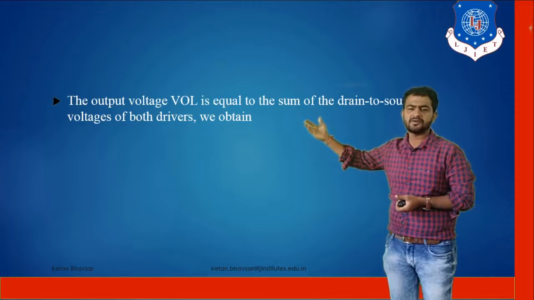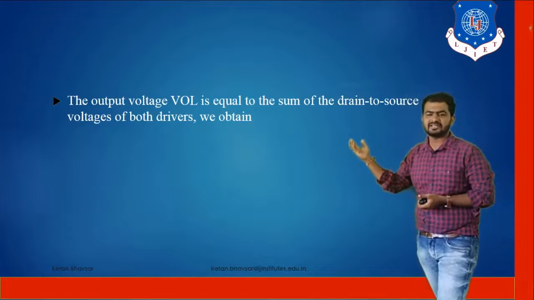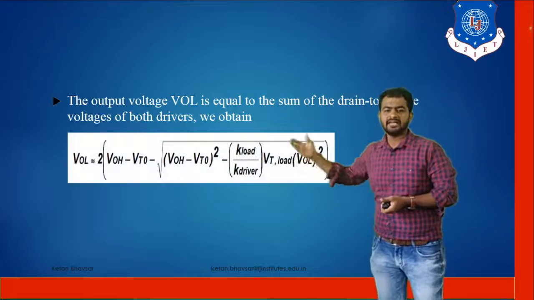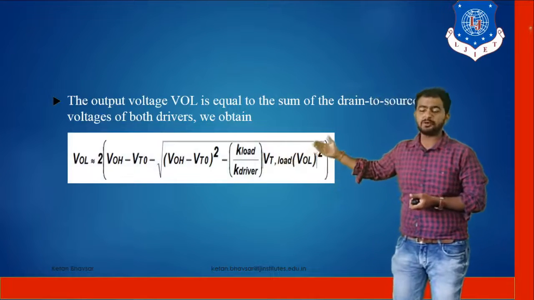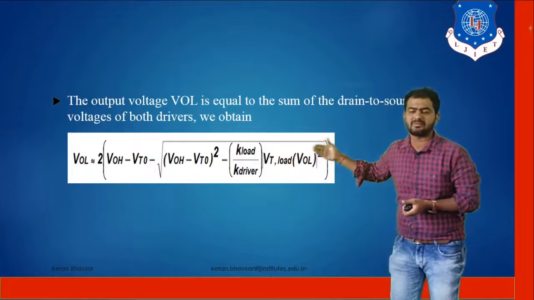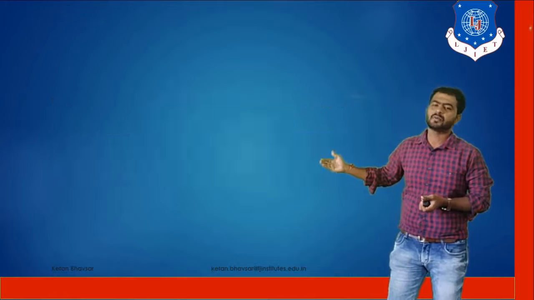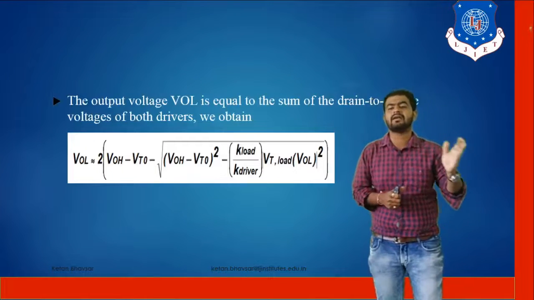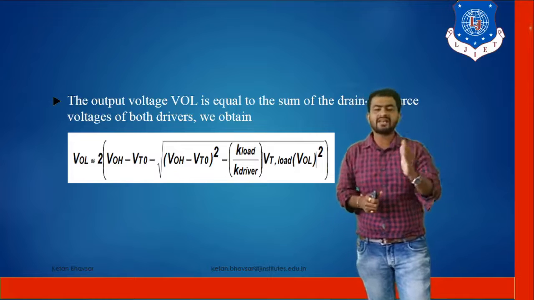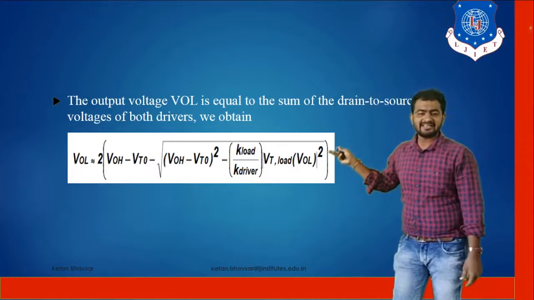So K driver A is equal to K driver B is equal to K driver. The output voltage VOL is equal to the sum of the drain to source voltages of both the driver transistors. We obtain 2 VOL is equal to 2 into (VOH − VTO) minus the square root of (VOH − VTO) whole square minus K load divided by K driver into (VT load − VOL) square. Ultimately we get this equation because driver A and driver B are both equivalent to the driver, so we can get this term directly.